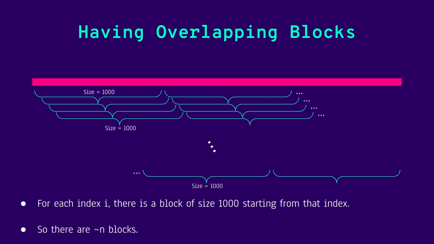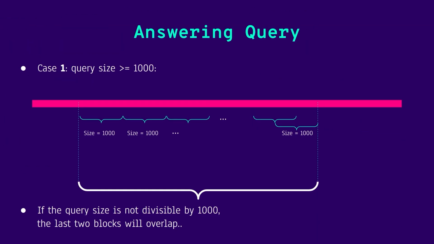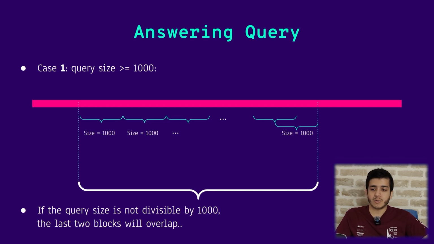So from each index, we have a block of size 1000 and they are overlapping, and there are something like n blocks in total. With our new overlapping blocks, we can reduce the number of operations a bit. As you can see here, for answering a query, we start by reading the minimum from the first 1000 and again, and we go to the end.